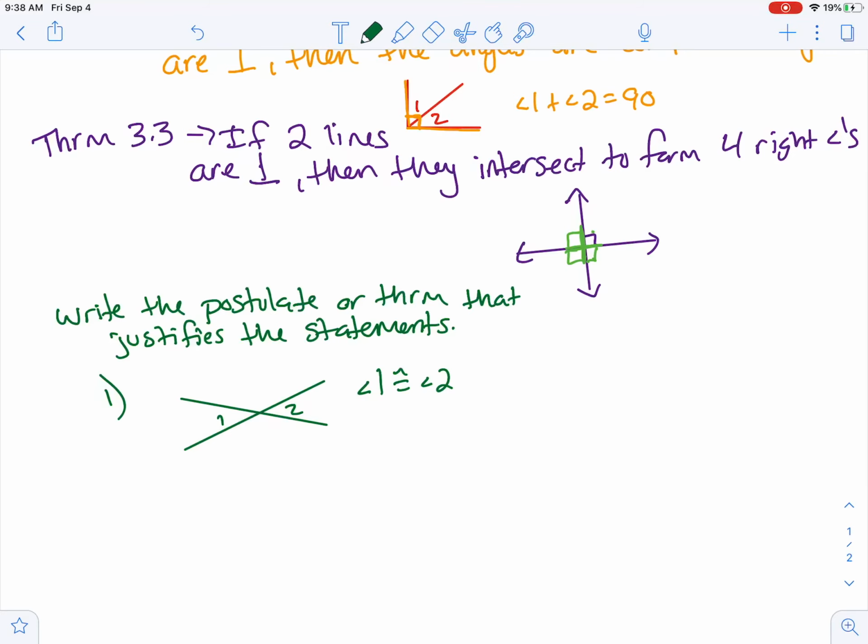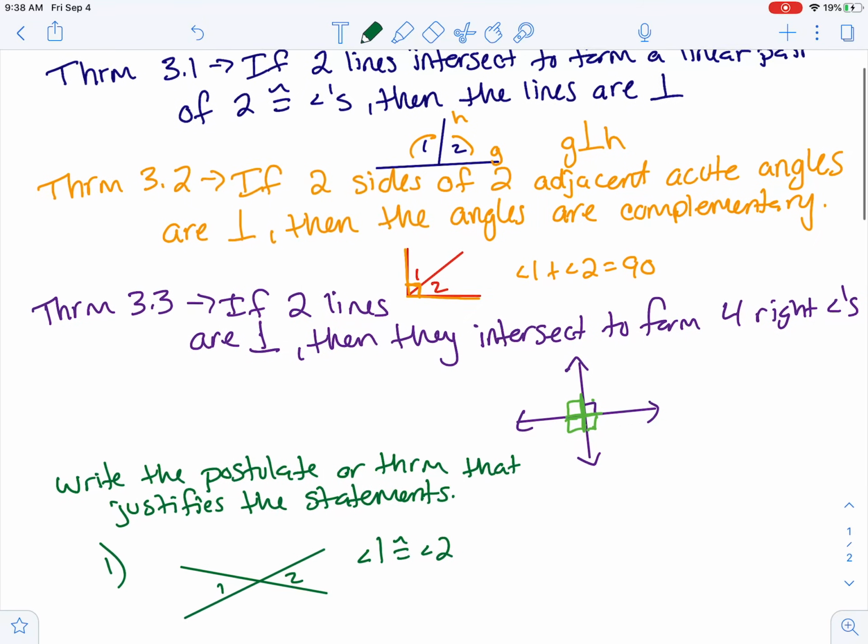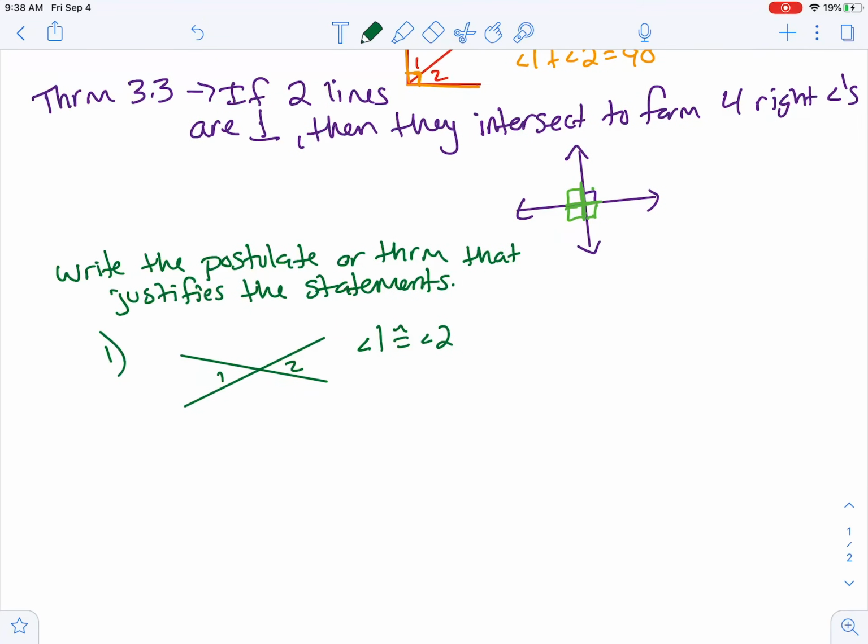All right, so look at the picture. Now, do I have a picture like that up here? No. But what do we know about these two angles? I know that these two angles are vertical. What do we know about vertical angles? They're across the street from each other. They share a vertex. They are congruent. So I can say angle 1 is congruent to angle 2 by the vertical angle theorem.